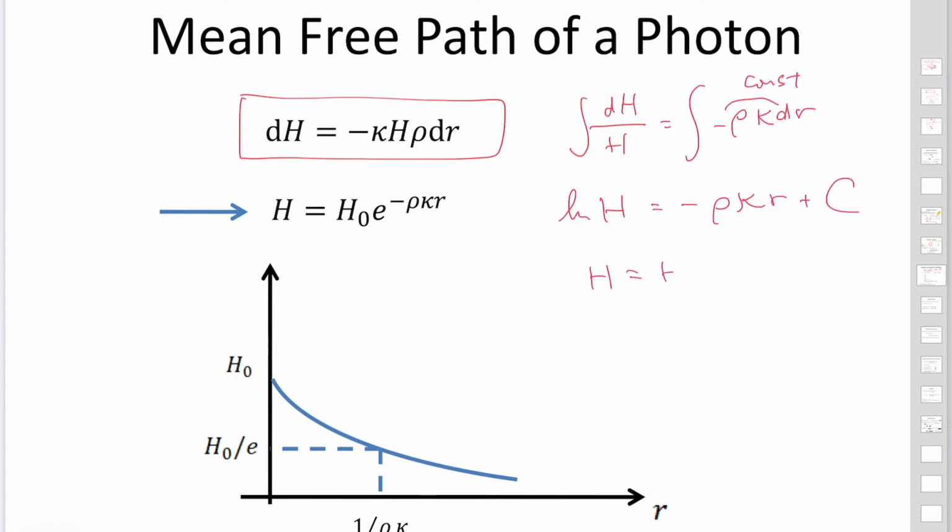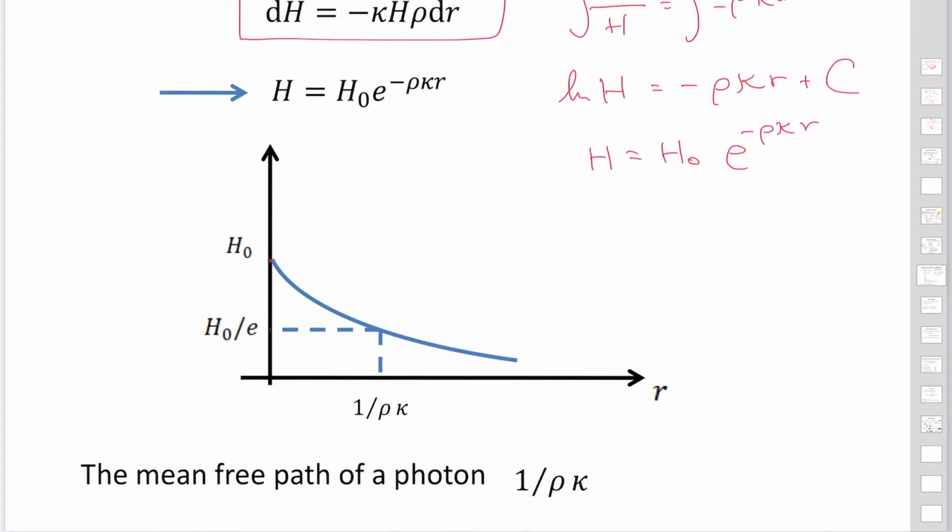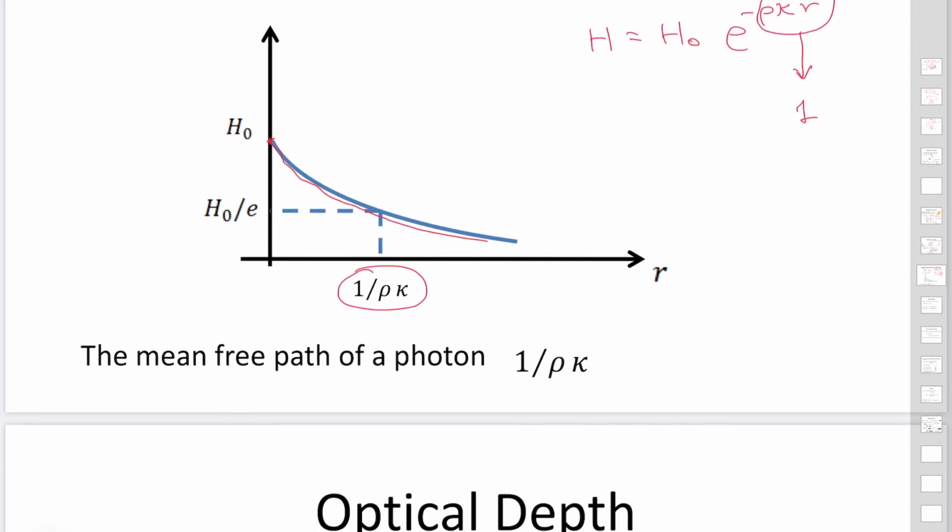So H is expressed as H sub 0 exponential minus rho kappa r. Initial heat flux is H sub 0. And during the passing through, this heat flux is decreasing, following the exponential function. When R becomes 1 over rho kappa, this part becomes 1/e. So the original heat flux is decreased by a factor of 1 over e. This length is a typical length to decrease the original heat flux. We call this the mean free path of a photon.